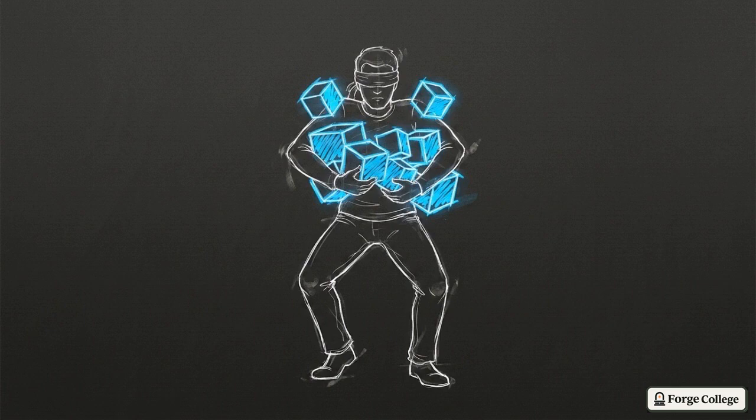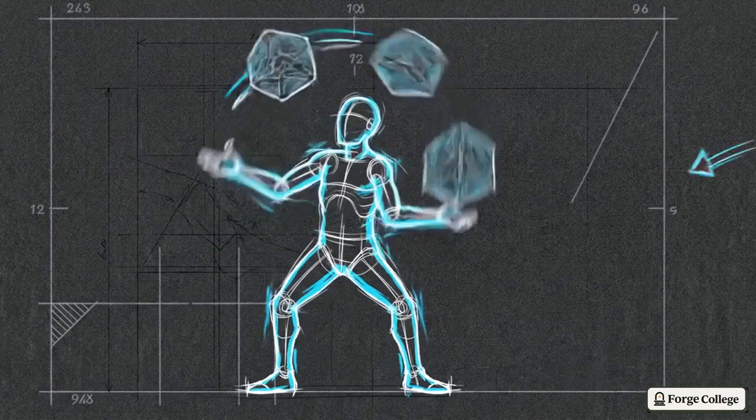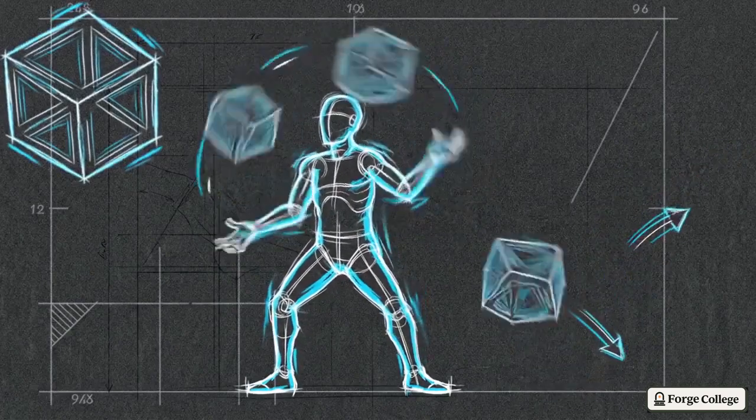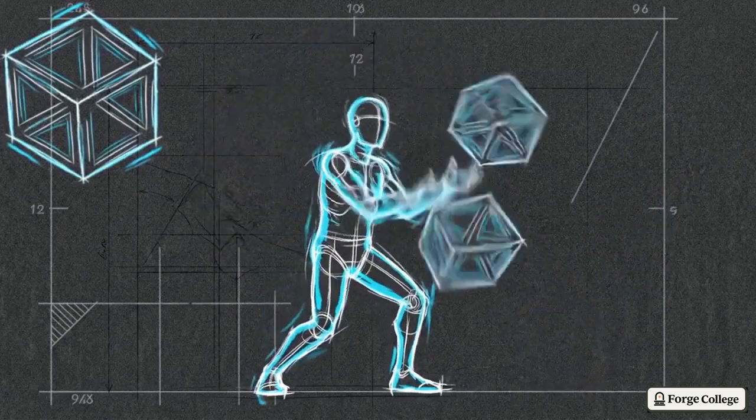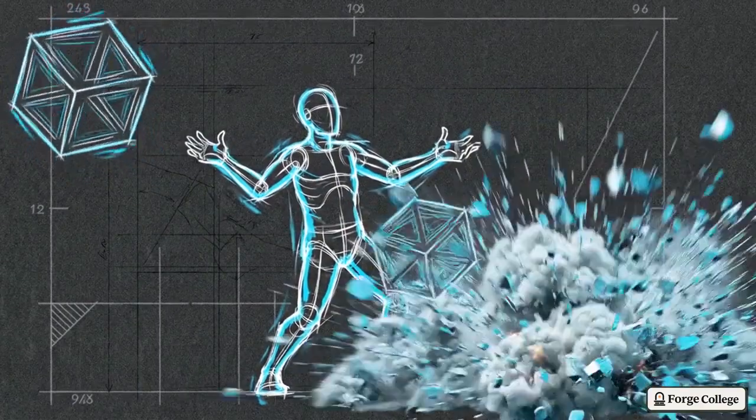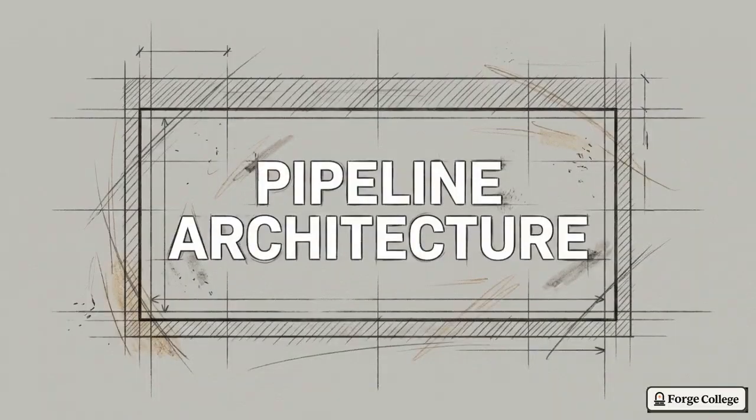Picture updating a live software application entirely by hand. It is a lot like juggling fragile, glowing blocks while completely blindfolded. Eventually, usually on a Friday afternoon, someone drops a block, and you get a massive dust cloud explosion of broken code. There is a highly structured way to avoid this mess.